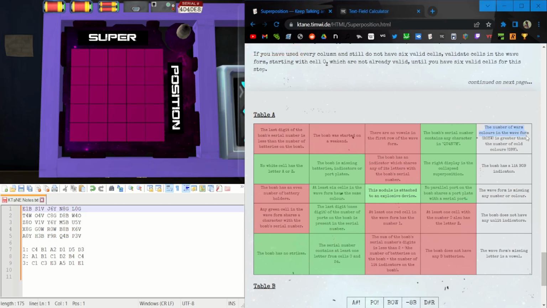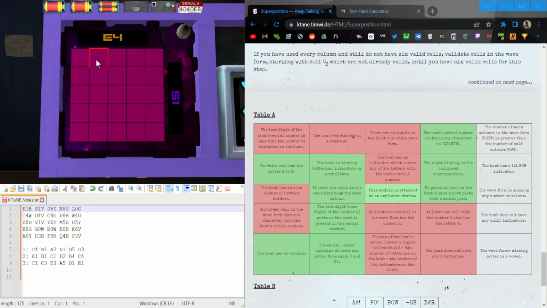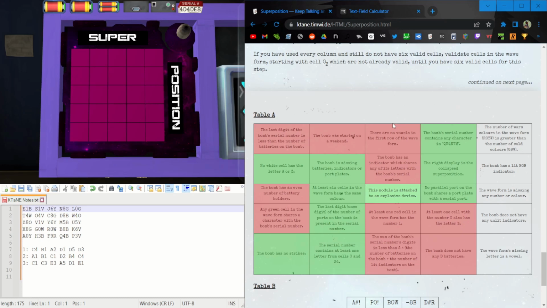The number of warm colors in the waveform, which includes red, orange, yellow, and white, is greater than the number of cold colors, green, blue, and violet. So we're going to count them. We have 1, 2, 3, 4, 5, 6, 7, 8, 9, 10, and then that's it. For there to be a majority, there needs to be 13 or more. So in this case, we have 10, which is less than 13, so that rule is not true.